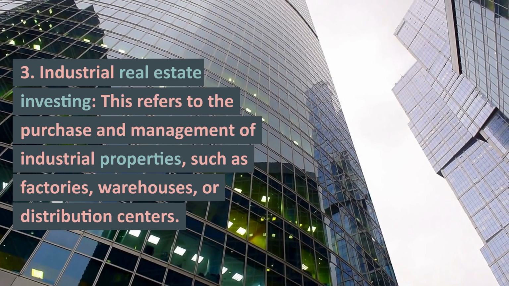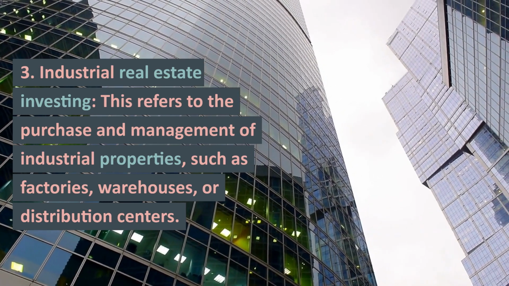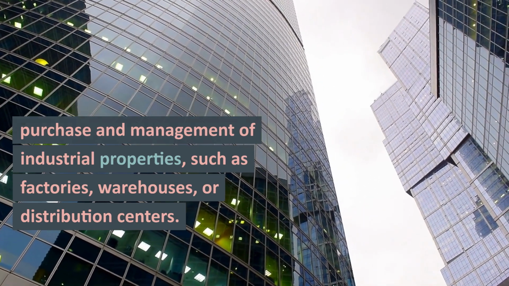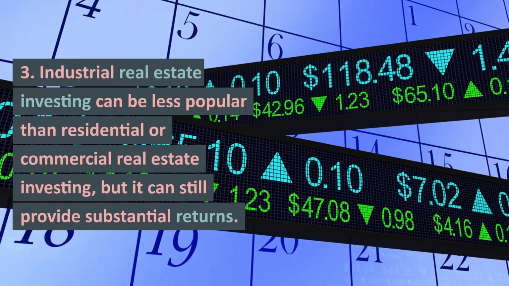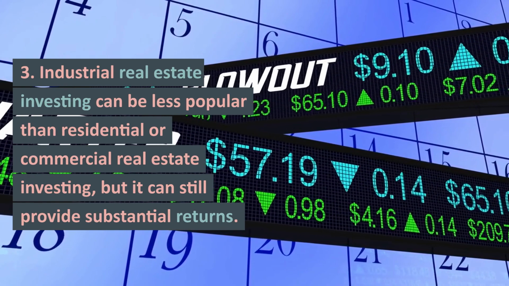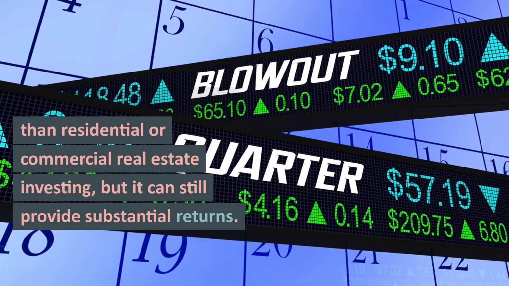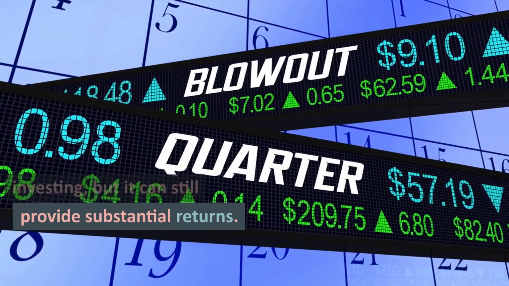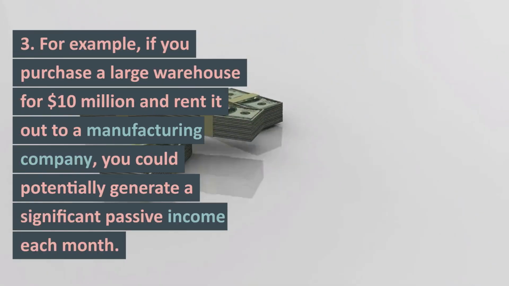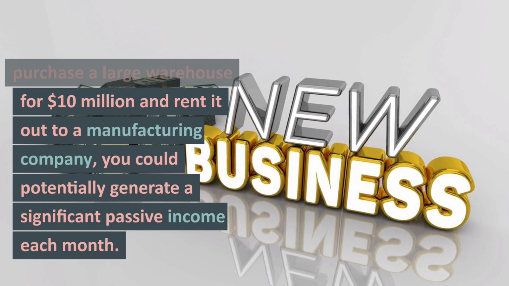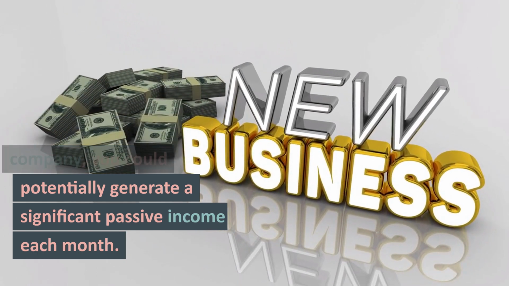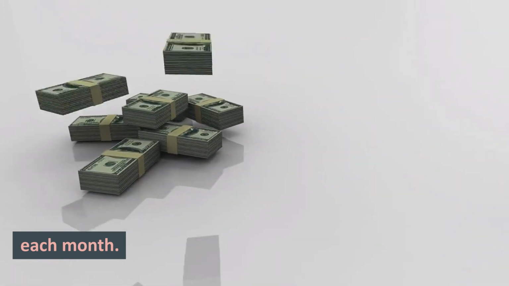3. Industrial real estate investing. This refers to the purchase and management of industrial properties, such as factories, warehouses, or distribution centers. Industrial real estate investing can be less popular than residential or commercial, but it can still provide substantial returns. For example, if you purchase a large warehouse for $10 million and rent it out to a manufacturing company, you could potentially generate a significant passive income each month.